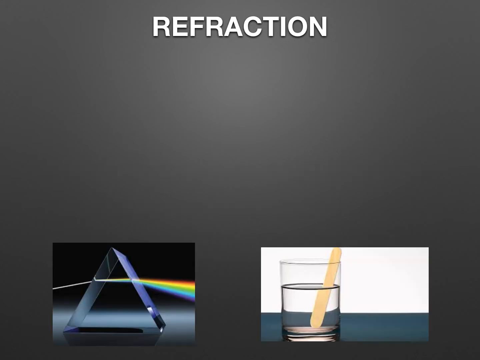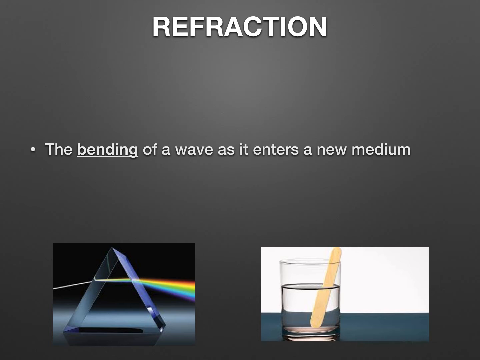The next is refraction. Okay, you see a prism down there, and also a stick in water. It could be a pencil in water. We'll talk more about that in a second. Refraction is the bending of a wave as it enters a new medium. The key here is it needs two different mediums. So if you don't have two different mediums, refraction is not possible.